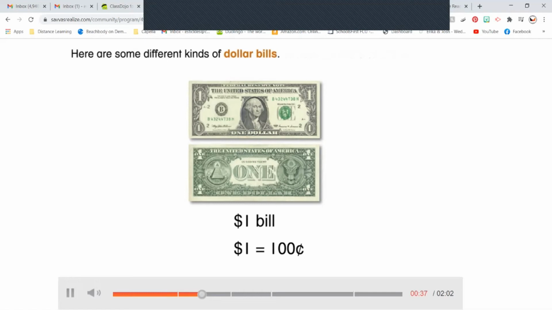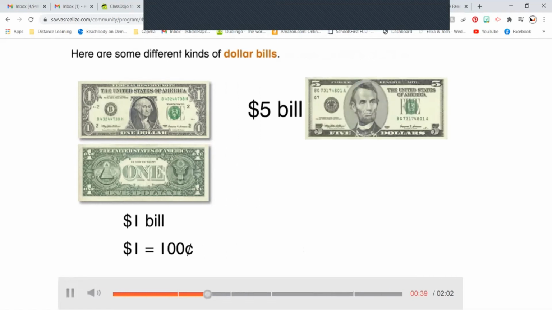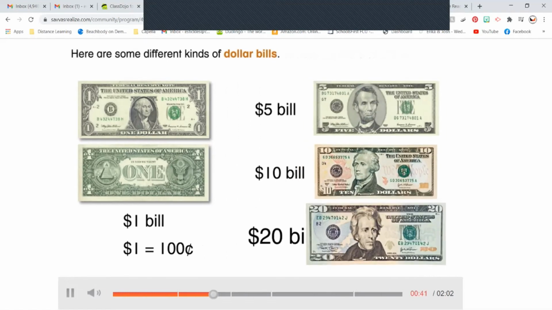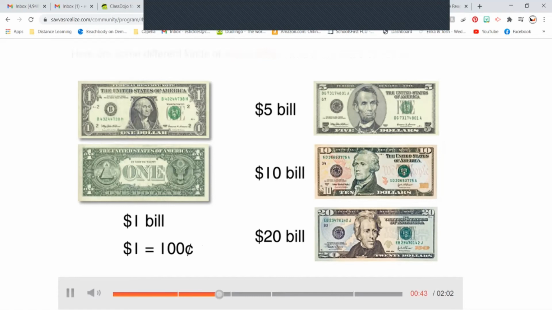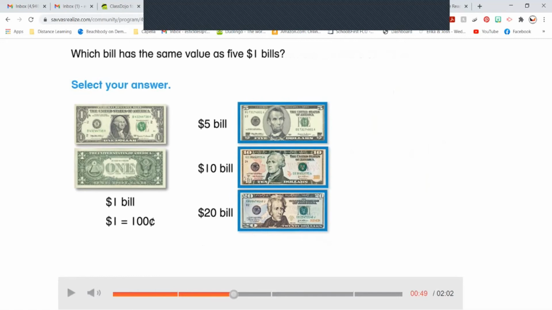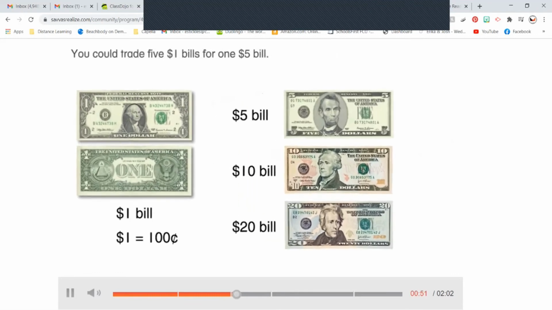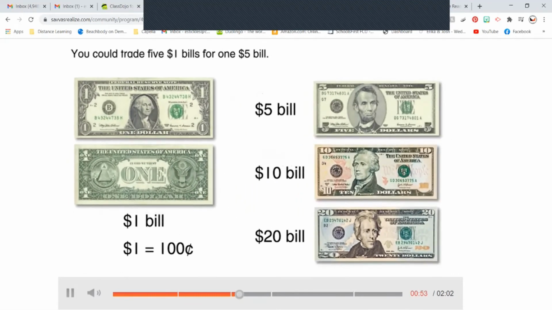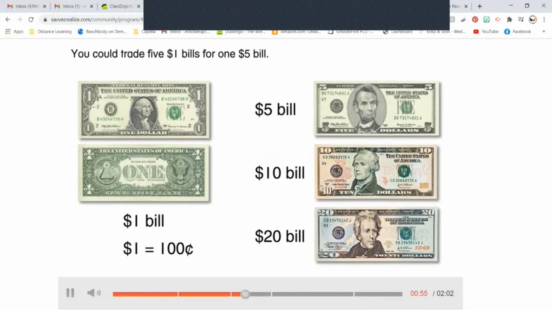Here are some different kinds of dollar bills. Which bill has the same value as 5 $1 bills? Select your answer. Well, if we had 5 $1 bills, we would have $5. And the bill that equals that same amount would be the $5 bill. You could trade 5 $1 bills for one $5 bill.